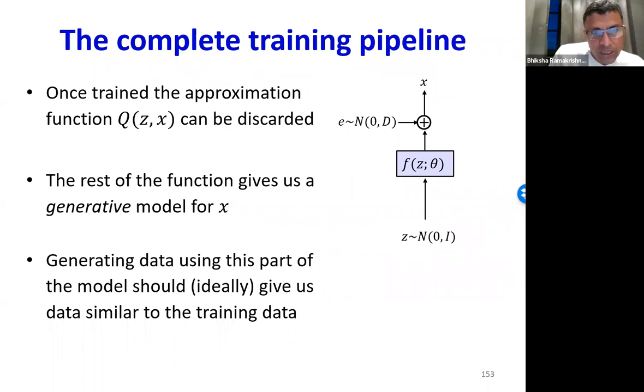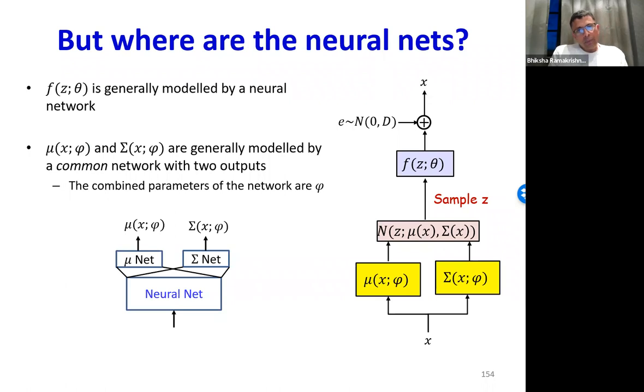And then once the whole thing is trained, the portion that estimated Q can be discarded. And this is your generative model. It's a nonlinear Gaussian model. And now if you randomly sample from Z and pass it through the function F and add a little bit of noise, it should give you data similar to your training data. And where are the neural networks? This F is going to be a neural network, and this mu and sigma, they too are estimated using a neural network with parameter phi.